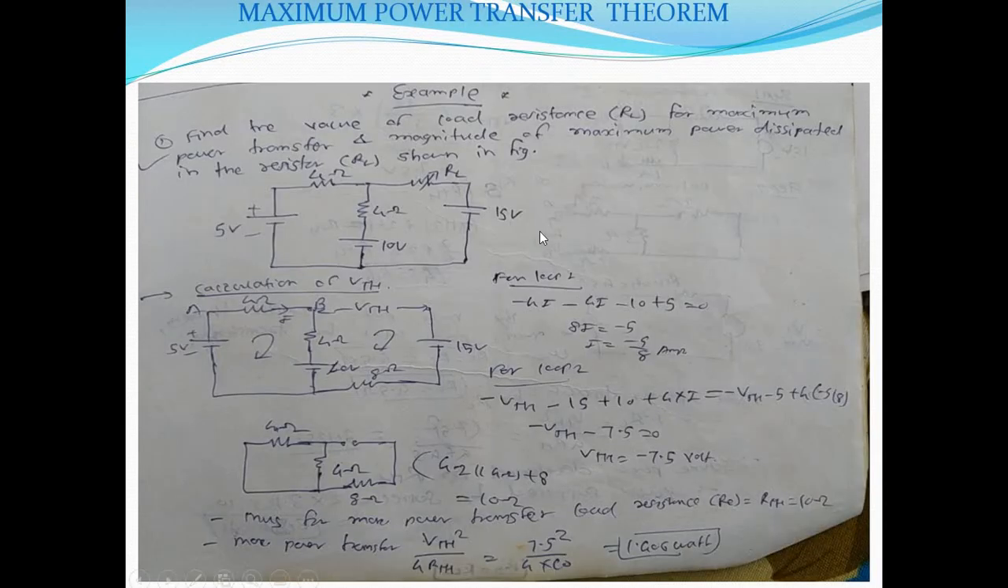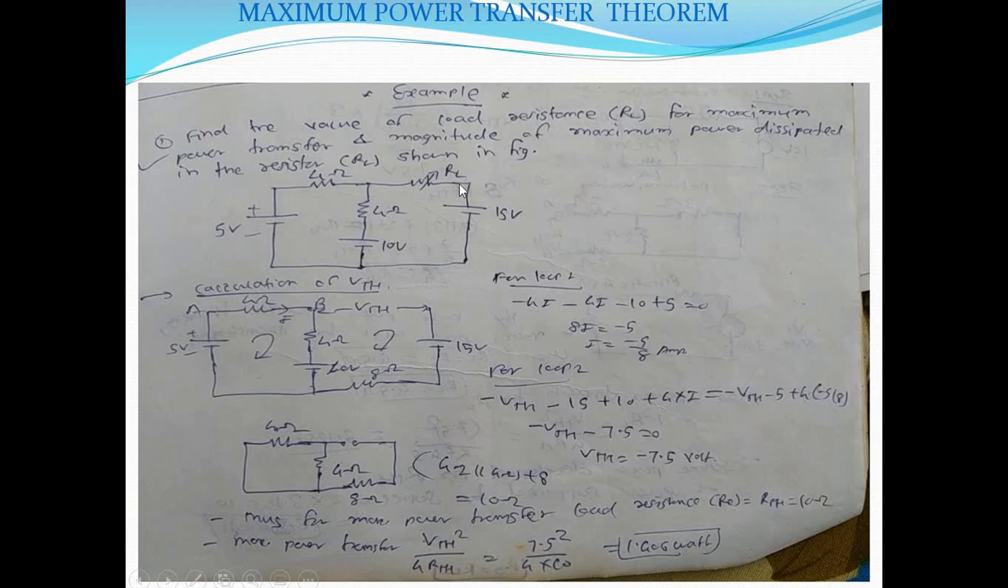So for example, this is the numerical in which there is a 5 volt voltage source, 4 ohm resistance, 10 volt voltage source, then a variable resistance RL, and a 15 volt source is connected. And what is the question? Find the value of load resistance RL, that is this load resistance RL, for maximum power transfer and the magnitude of maximum power dissipated in the resistance RL shown in figure.